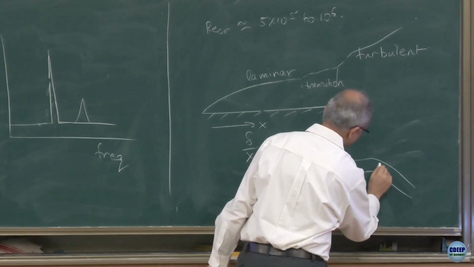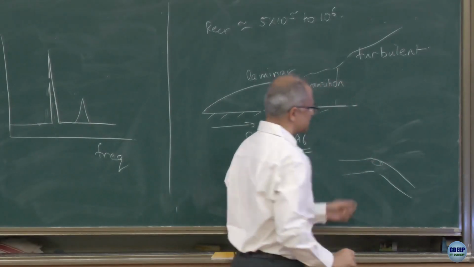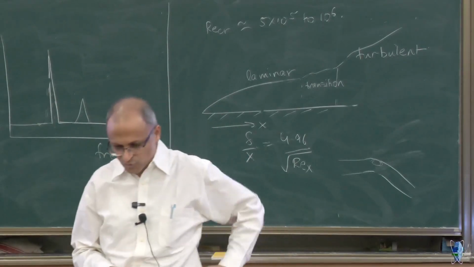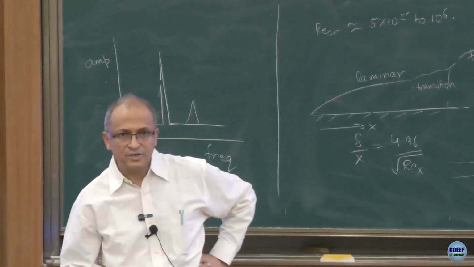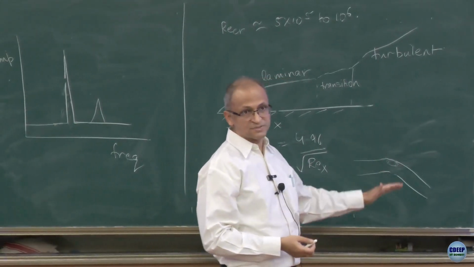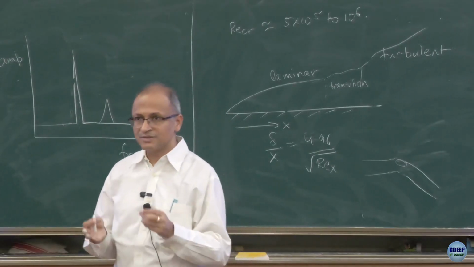Okay, maybe there are some vortices forming here, and then they will say that there are regions of flow separation, and that my flow has become turbulent. Okay, so you can see that this is not correct. This whole flow is still very laminar.